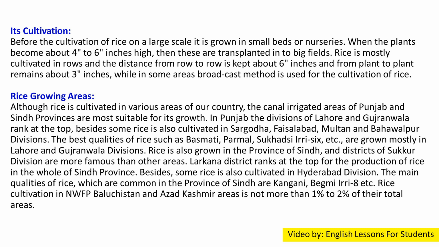Rice growing areas. Although rice is cultivated in various areas of our country, the canal irrigated areas of Punjab and Sindh provinces are more suitable for its growth. In Punjab, the divisions of Lahore and Gujranwala rank at the top. Besides, some rice is also cultivated in Sargodha, Faisalabad, Multan, and Bahawalpur divisions.